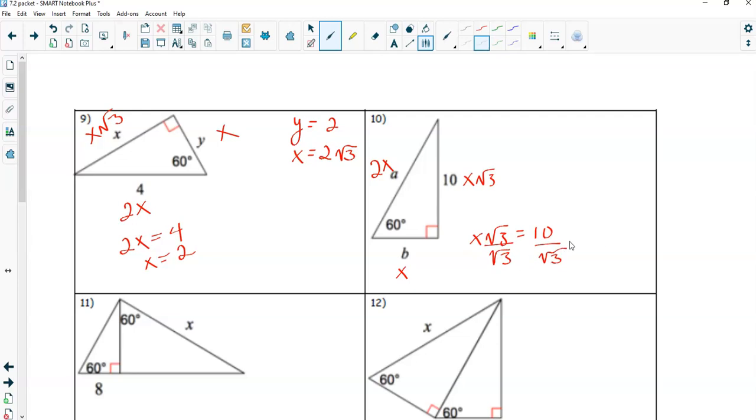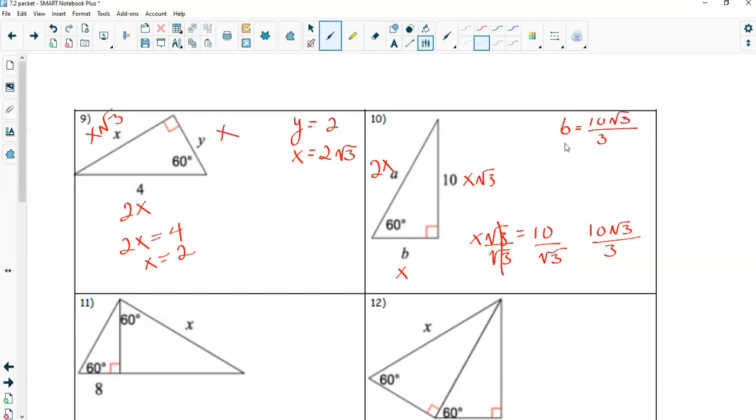Remember to rationalize it, so this becomes over 3. So 10 thirds square root of 3. Now 10 thirds cannot be simplified, so that means that is x. That is my short leg. See, x equals that. So x, in this case they have b, the short leg, is 10 thirds square root of 3. See how that works?